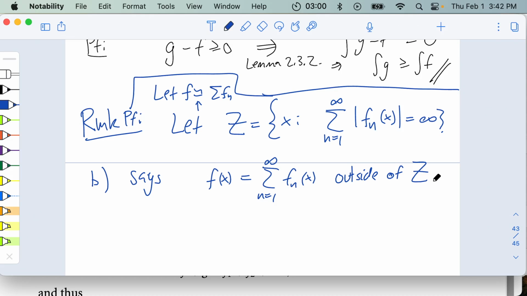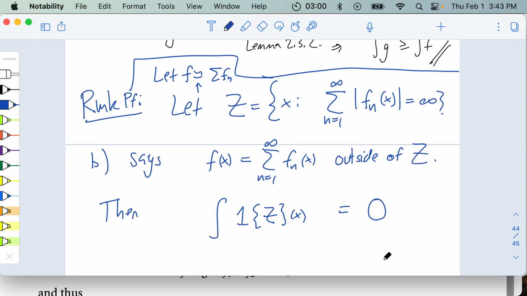Okay. Then the integral of the indicator of z of x equals 0. So in other words, the set z is a small set in that its integral is 0. This is just like the rational numbers. The rational numbers are a great example. The rational numbers are so small that when you integrate them, you get 0. This is called a null set.